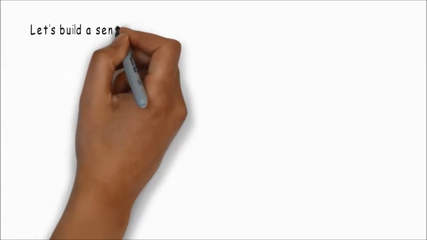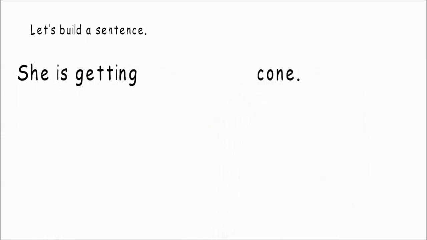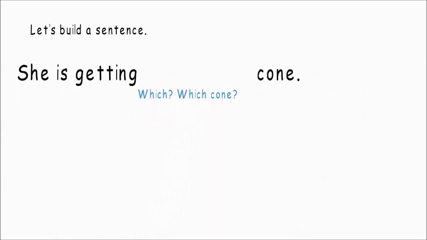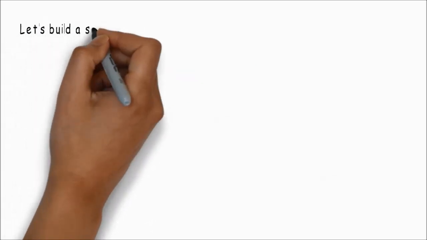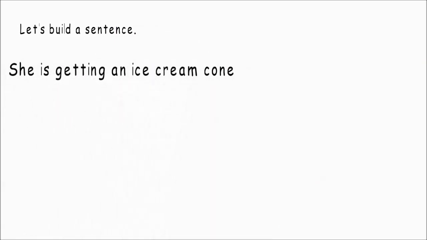Let's build a sentence. She is getting a cone. Wait. Which cone? She's getting an ice cream cone. Oh, now that makes sense. Which cone? Let's build a sentence. She is getting an ice cream cone.